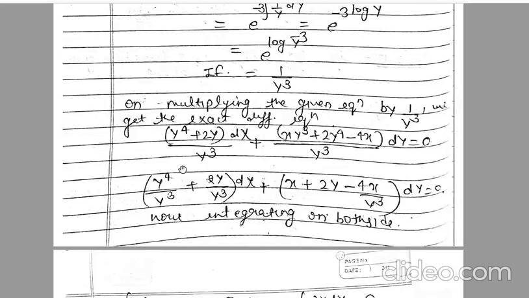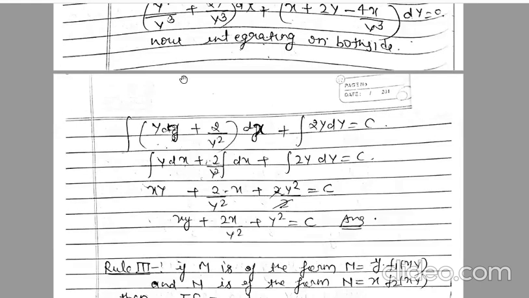So taking integration on both sides, we get y to the power 4 upon y cube plus 2y upon y cube. So y cancels, y cube cancels out, only y will be here. So y dx plus 2 upon y square dx. This term contains x, and this term also contains x, so both will be deleted, only 2y dy will remain. Now integrating on both sides, that is your final answer.